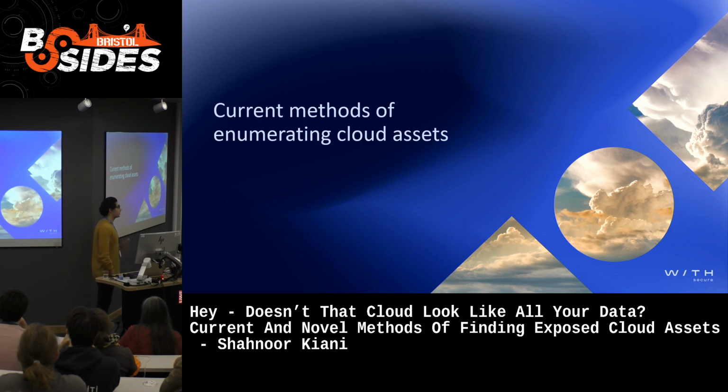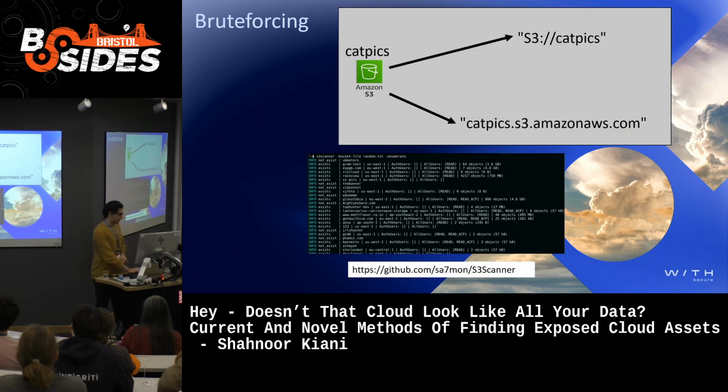I'm going to now cover some current methods of enumerating cloud assets. Assets can be identified typically with a domain name or, in general, some identifier. What's important to know is that these identifiers have a common shape. For an S3 bucket, this is a bucket name, and you can see the following identifiers. On the top, we have an S3 URI, and on the bottom, we have a domain name. And both can uniquely identify an S3 bucket.